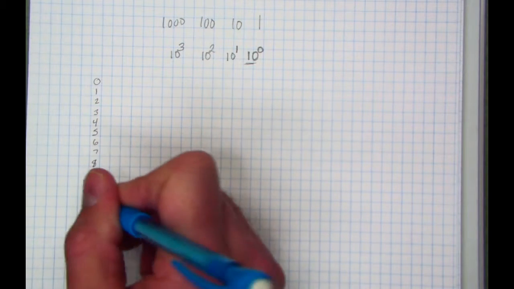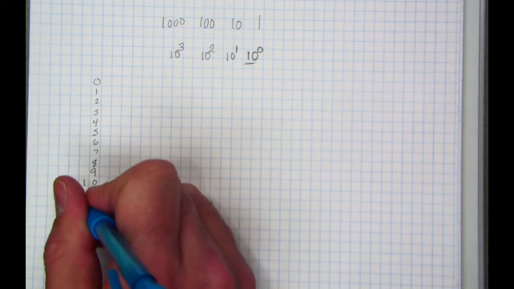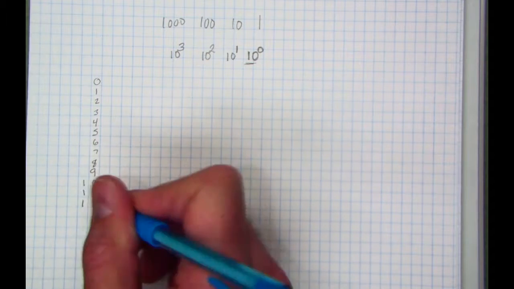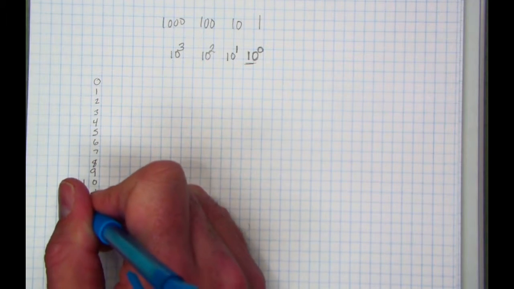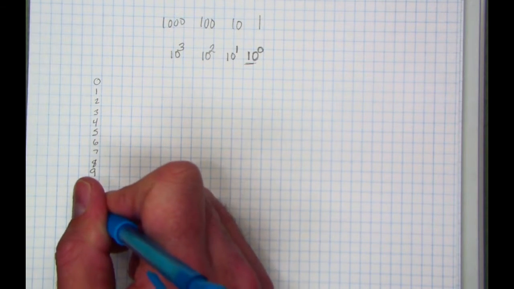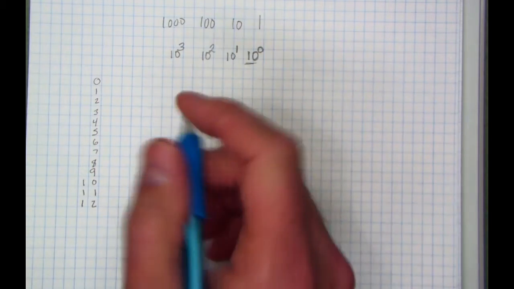I have a 10 plus a 1, I get 11. If I had 12, so on and so forth, I would have 1 in the tens column, 2 in the ones column. I have a 10, I got 2 ones, I got 12. So numbering systems can work the same way.